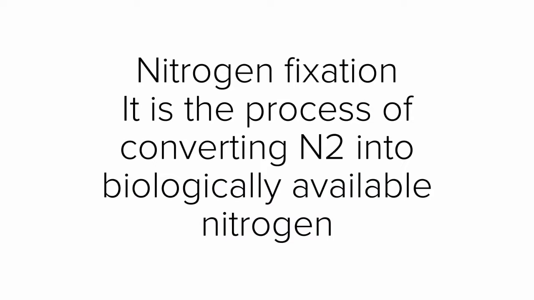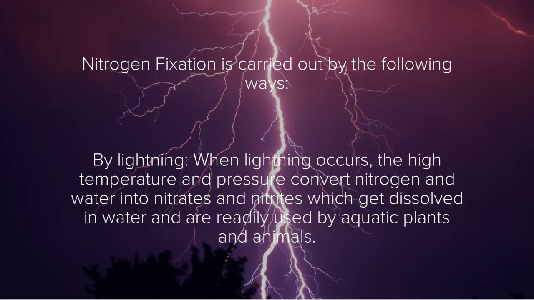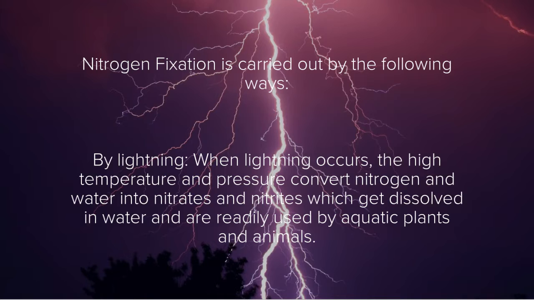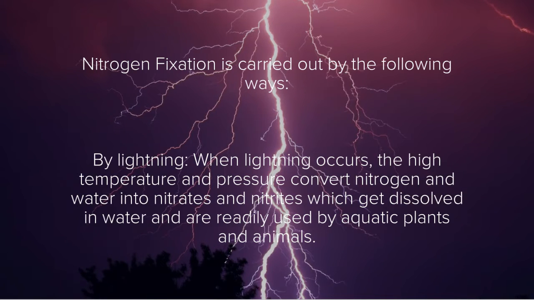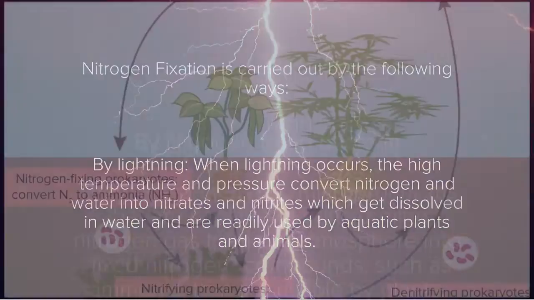Now, let us know about nitrogen fixation. Nitrogen fixation is the process of converting N2 into biologically available nitrogen. Nitrogen fixation is carried out in the following ways. By lightning. When lightning occurs, the high temperature and pressure convert nitrogen and water into nitrates and nitrites, which get dissolved in water and are readily used by aquatic plants and animals.